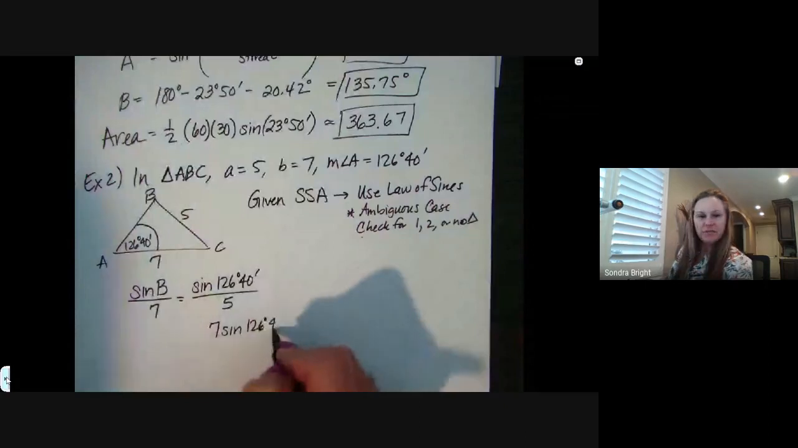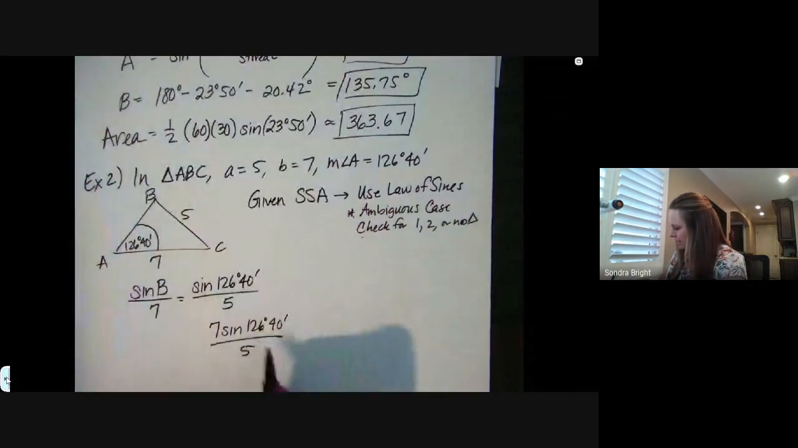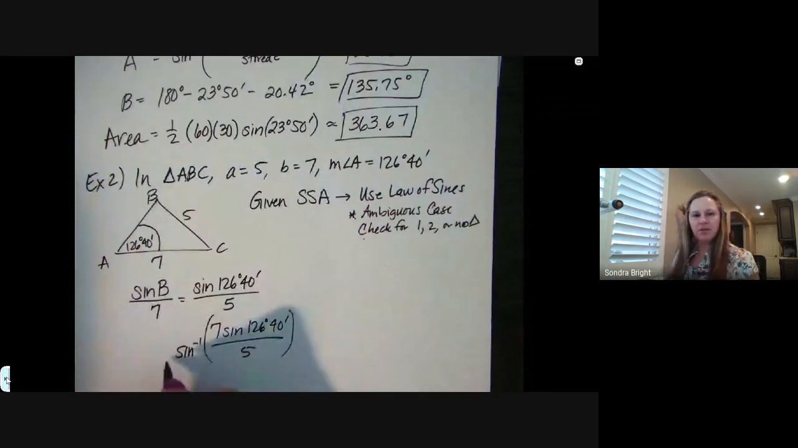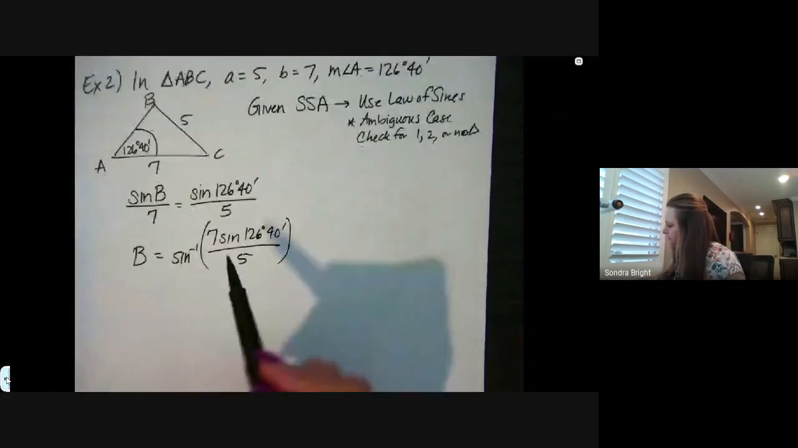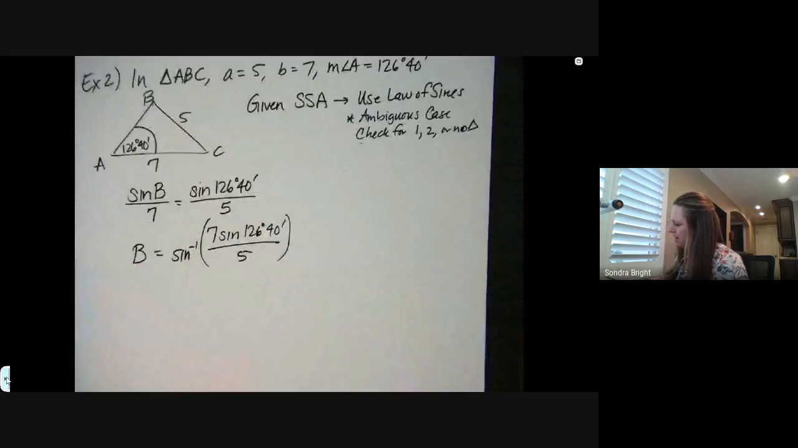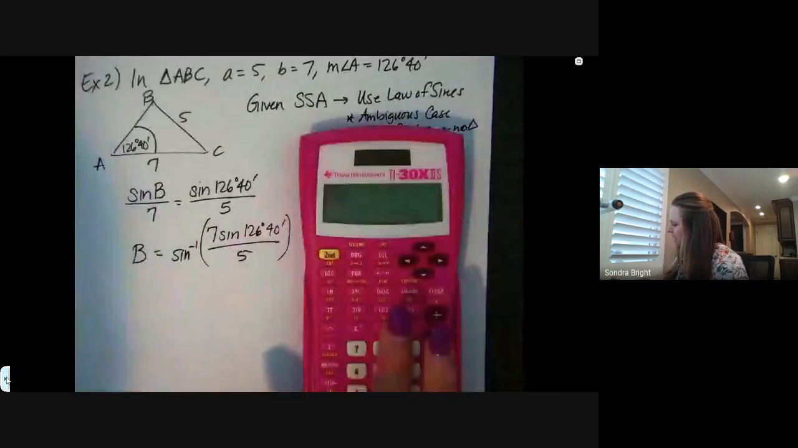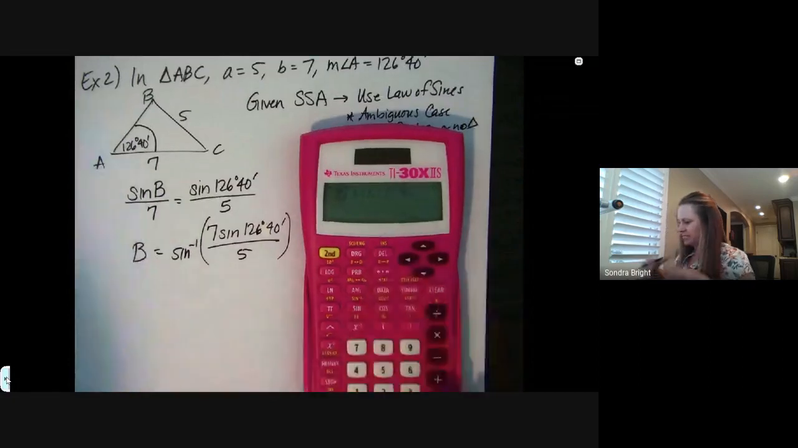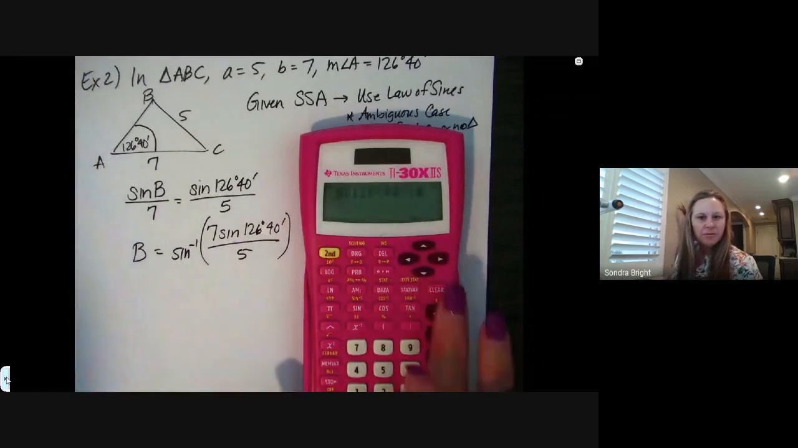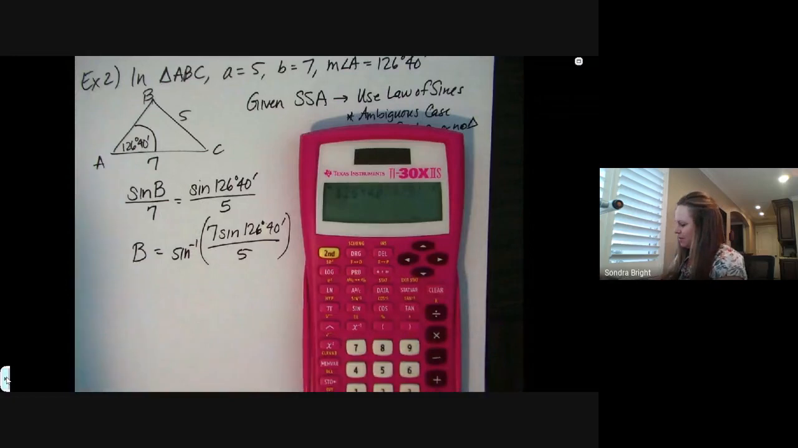And then you want to take the inverse sine, both sides, so that angle B ends up giving you inverse sine of 7, blah, blah, blah. All right, so let's put that in our calculator. Got inverse sine of 7 times sine of 126 degrees 40 minutes. And the parenthesis, because that was sine of that angle, and then divided by 5. And what? Domain error.